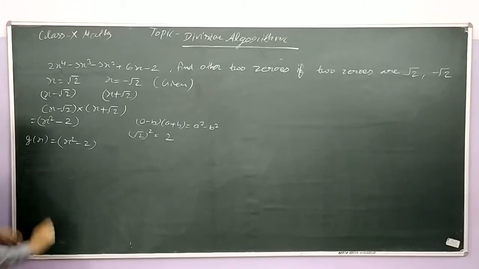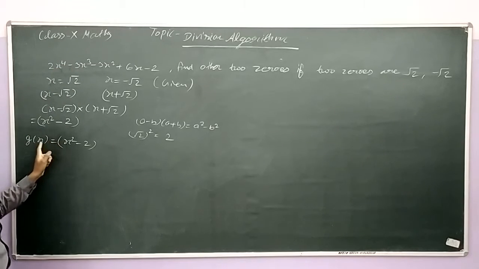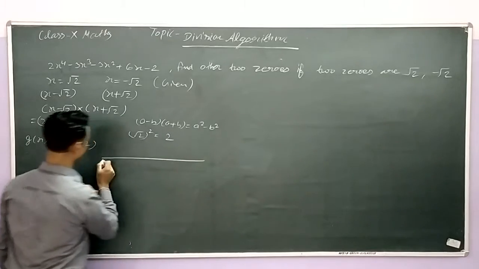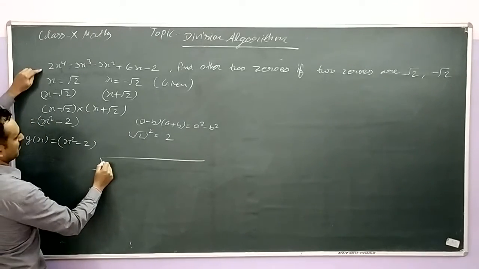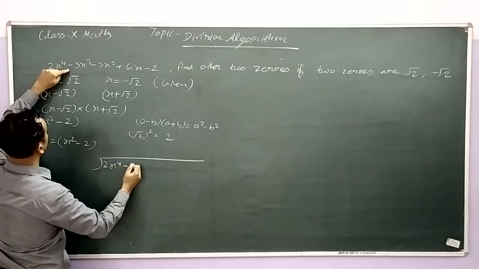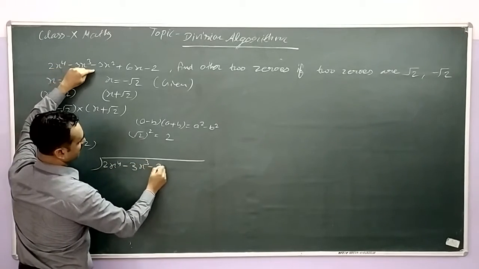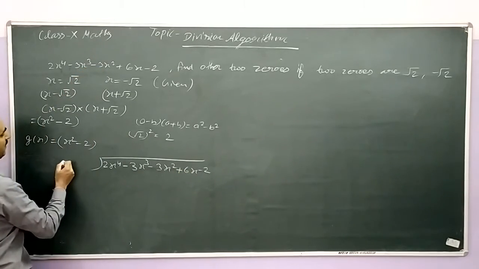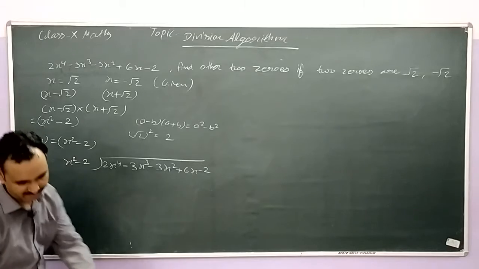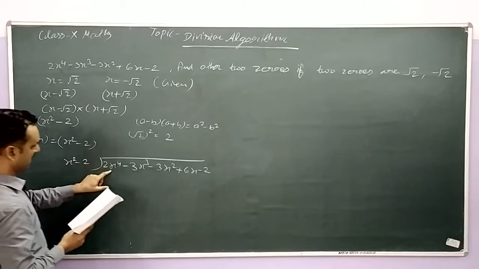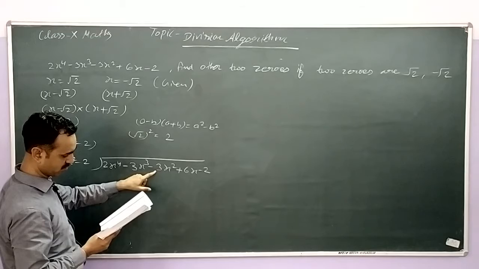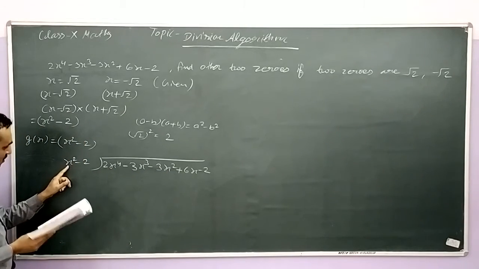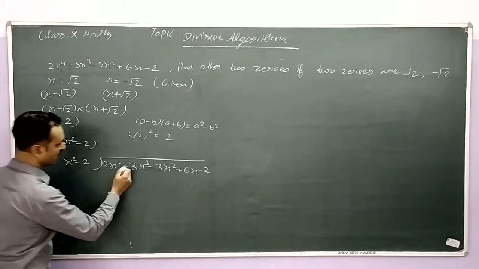So we will divide the given polynomial by this g(x), x square minus 2, and let's see what happens. Write the polynomial very carefully, because if you make a mistake, then the answer will be wrong. Here you will write x square minus 2. Let's take it again from the question: 2x raised to 4 minus 3x cube minus 3x square plus 6x minus 2. Check it again, because a minor mistake can destroy the question.